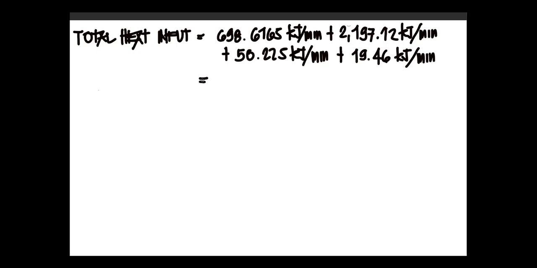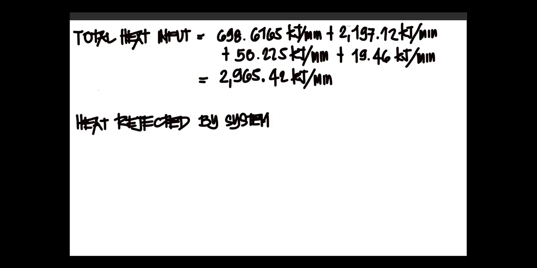So finally we have the total heat input, which is equal to 2965.42 kilojoule per minute for the total heat input. So next, let's go to the heat rejected by the system. We'll be starting with the jacket cooling water.